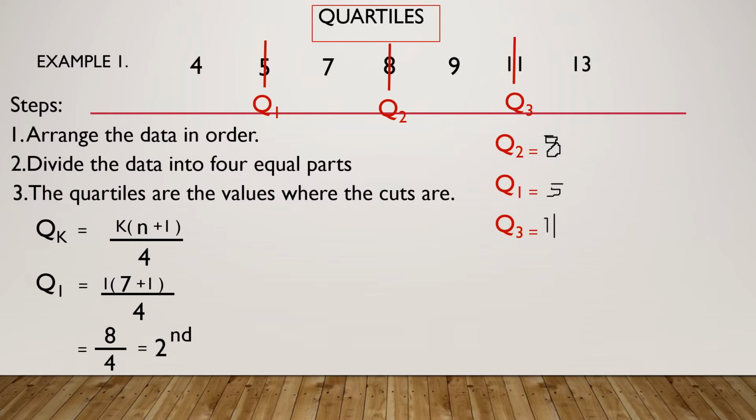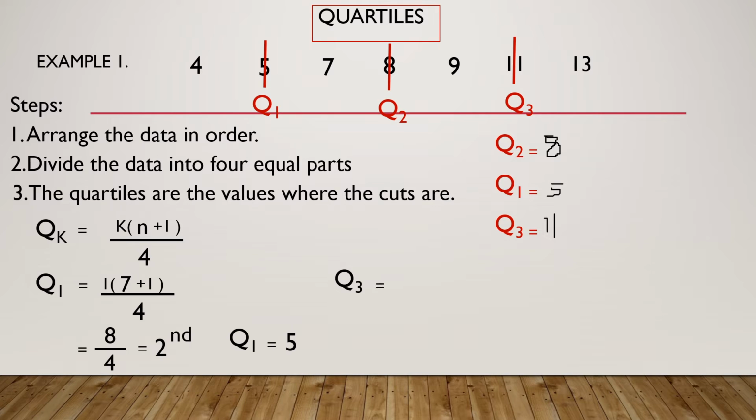Okay, so look at this one, second here. The first item is 4, the second item is 5. That's why the first quartile is equal to 5. It's on the second item.